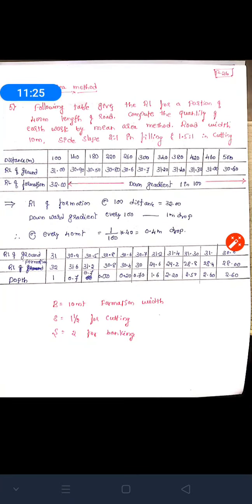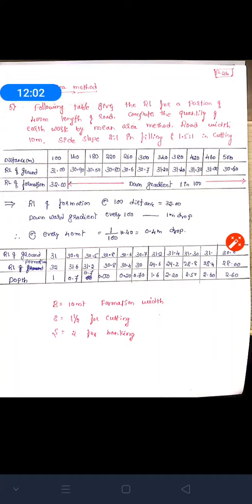So he has given a question like this: the following table gives the RLs for a portion of 400-meter length of road. Compute the quantity of the earthwork by mean area method. Okay, road width is 10 meter and side slope is 2:1 for filling, whereas for cutting it is 1.5:1 here.